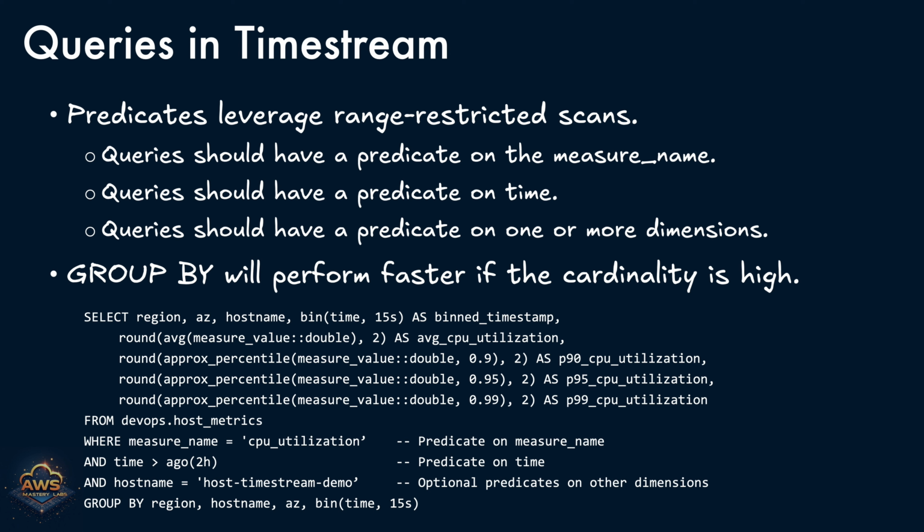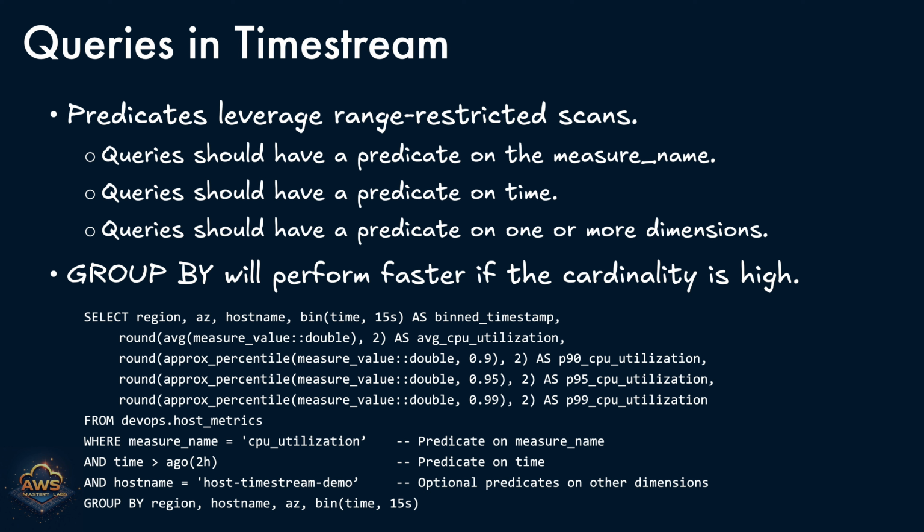Another area to pay attention to is how you structure aggregations using group by. If you're grouping by high cardinality fields, like hostname or region, Timestream can better parallelize the query execution, which results in faster aggregations even when you're working with millions or billions of rows.